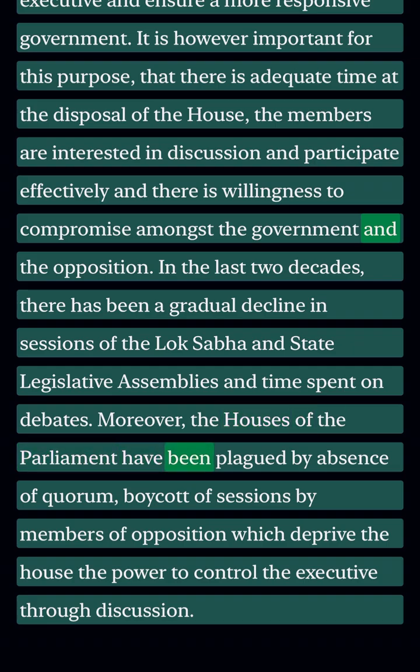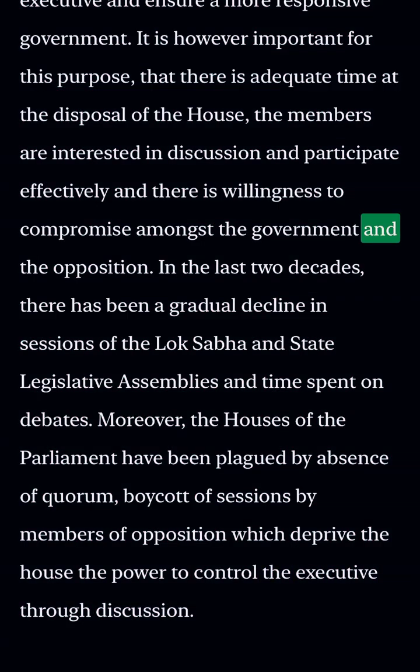Moreover, the Houses of Parliament have been plagued by absence of quorum and boycott of sessions by members of the opposition, which deprive the House of the power to control the executive through discussion.